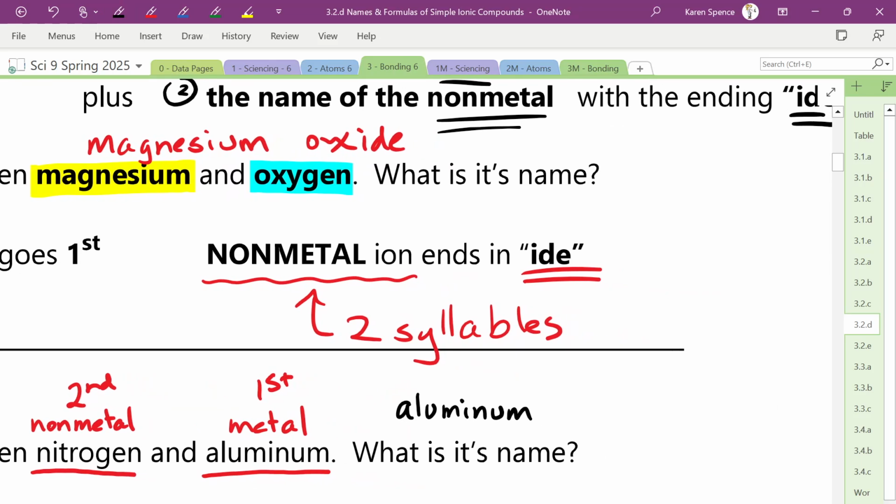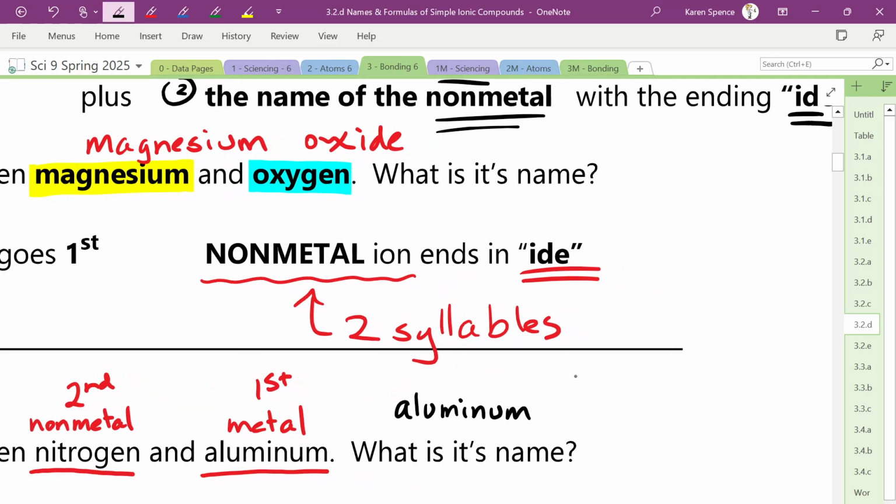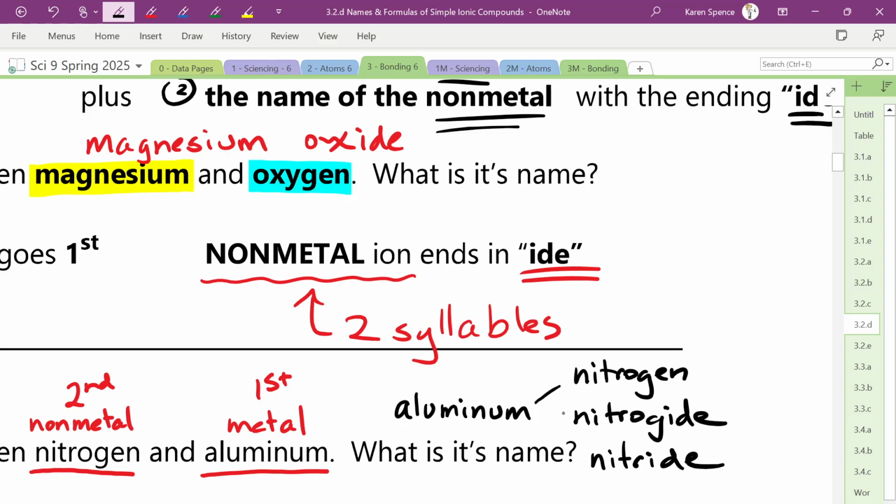And now I'm going to give you some choices. Which name do you like? Tell your partner. Is it aluminum nitrogen? Is it aluminum nitrogide? Is it aluminum nitride? Nitride, because we want 2 syllables and we want the ending ide. So it's neither of these. This is the correct one. Okay, good.